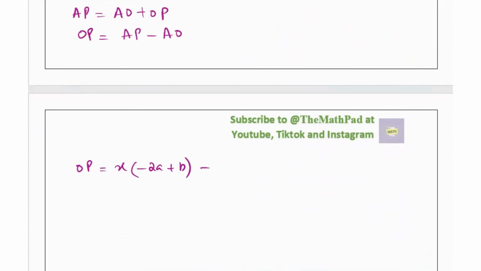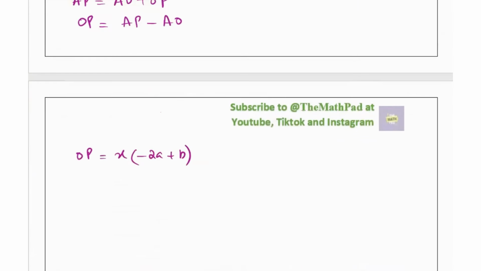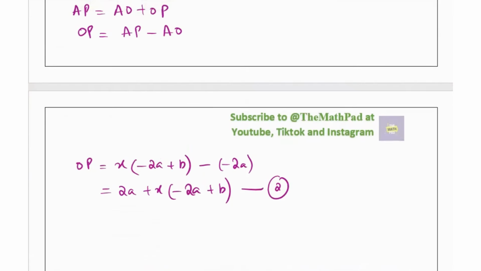And AO, since OA is 2A, AO is going to be negative 2A. So that's 2A plus X times negative 2A plus B. So this is the second equation for OP. So now we put both of them equal to each other.